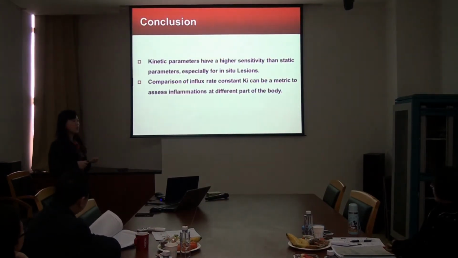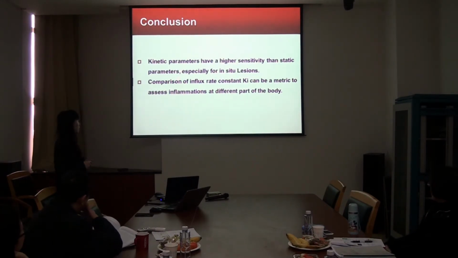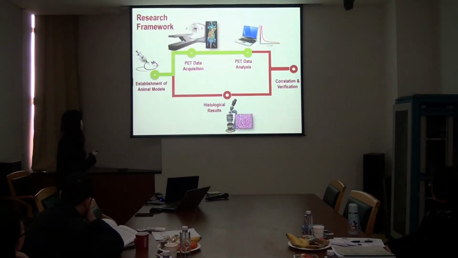So in this section, we came to a conclusion that kinetic parameters have a higher sensitivity than static ones, especially for in situ lesions. And the comparison of influx rate constant Ki can be a metric to assess inflammations at different parts of the body, because we found significant differences in inflammations at different body locations.